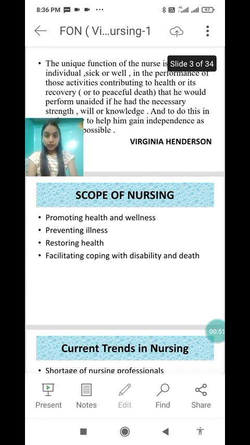First scope, to promote the health of an individual and to prevent the individual from the diseases, and to restore the health of a person and to facilitate the person and help the person how to deal with the disabilities as well as the death. So these are the scope of nursing.